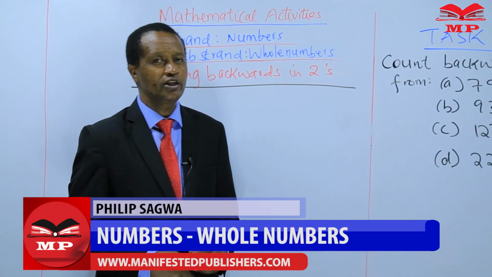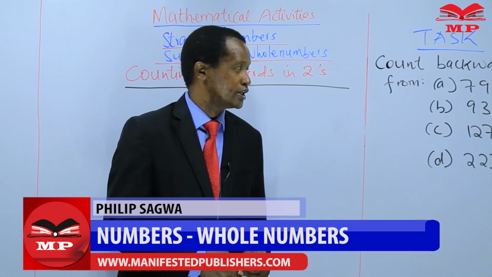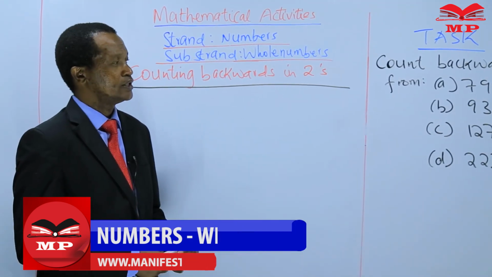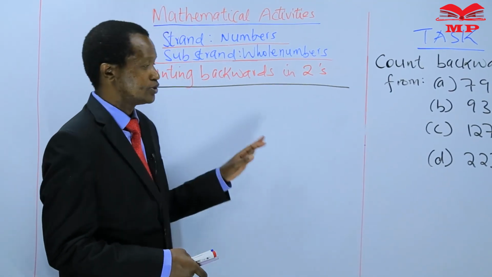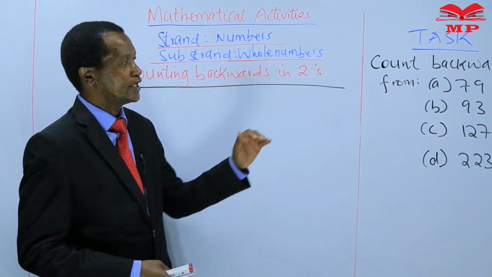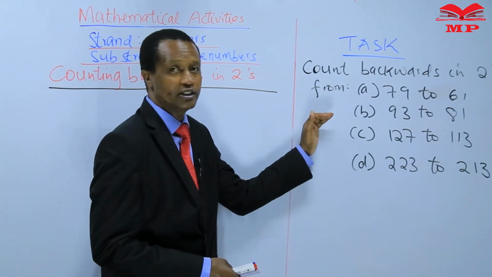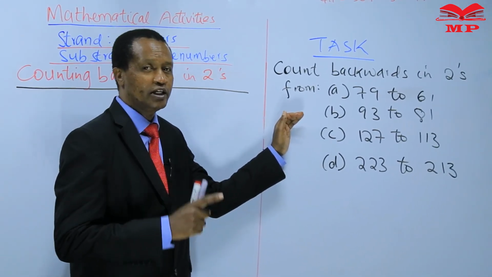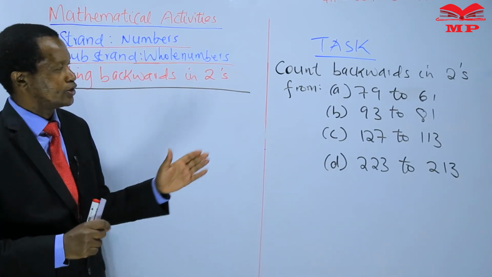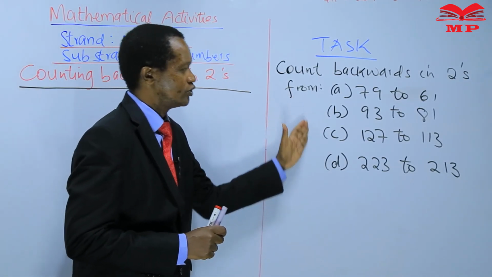We are continuing with the counting of numbers backwards in twos. In our last lesson, we did examples here on the board. Then I gave you an assignment. Did you do the assignment? In today's lesson, we are going to answer the 4 questions.